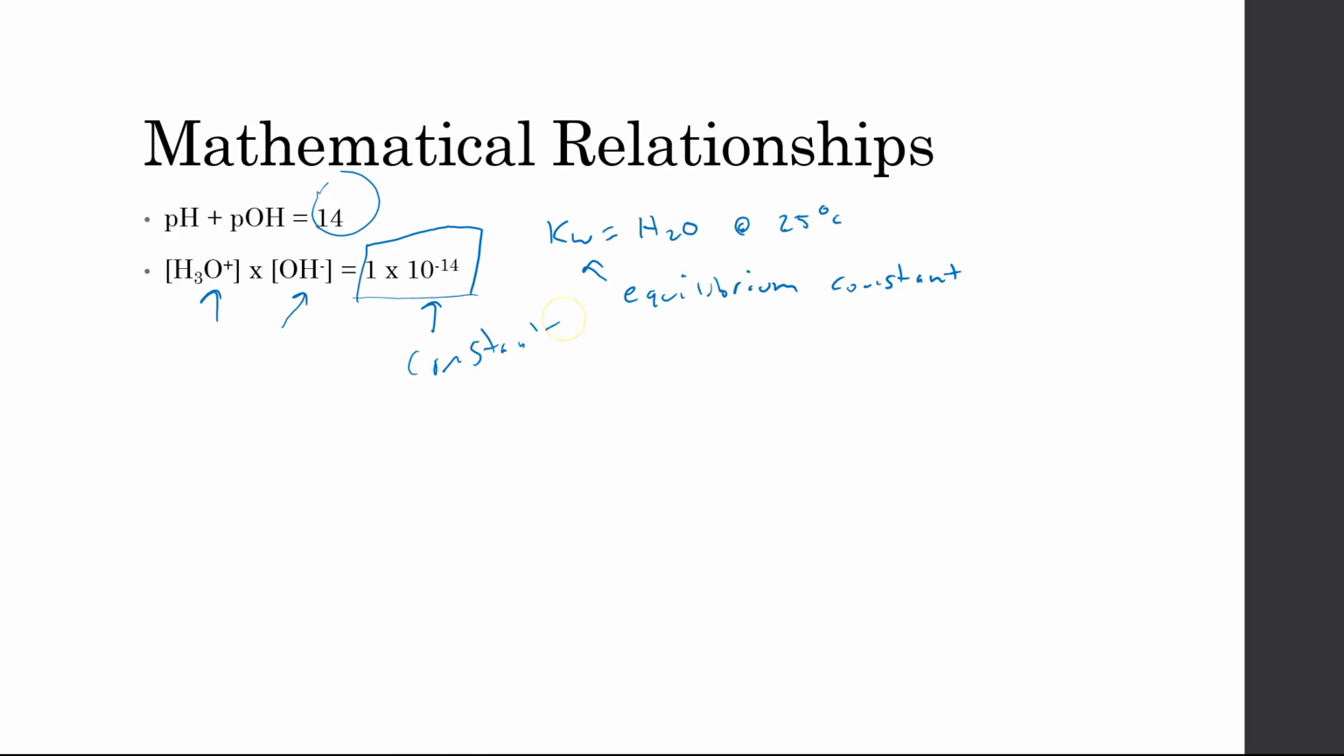That number doesn't change, so I do very simple algebra to figure that out. pH plus pOH is always equal to 14. The molarity of hydronium times the molarity of hydroxide is always going to be 1 times 10 to the negative 14. All right, so let's say I give you a molarity of a certain acid. How would you go about calculating that pH?